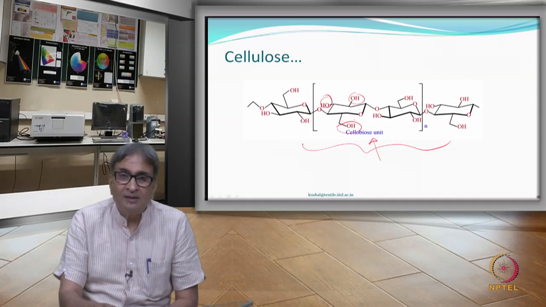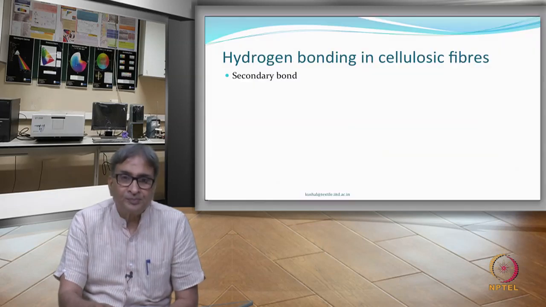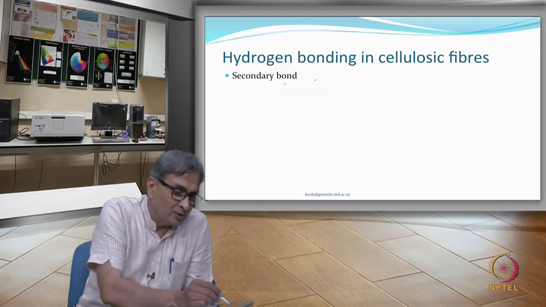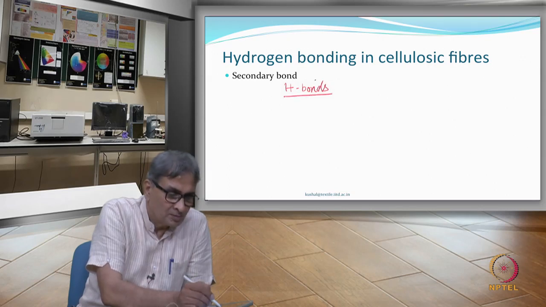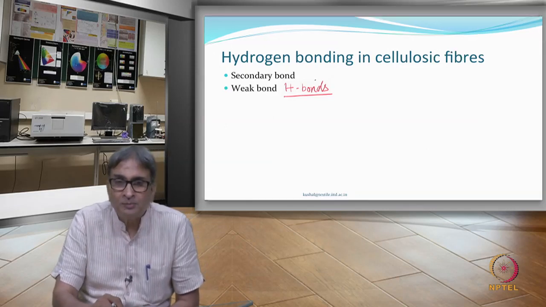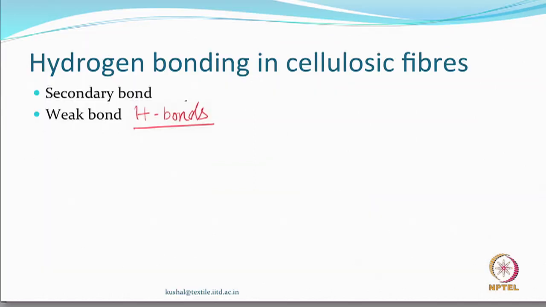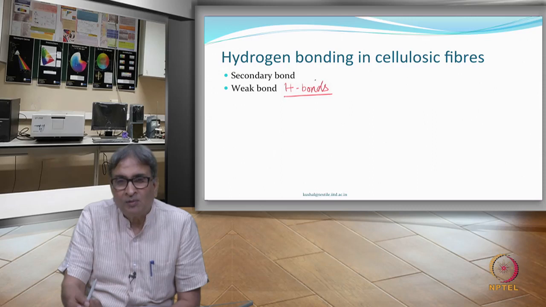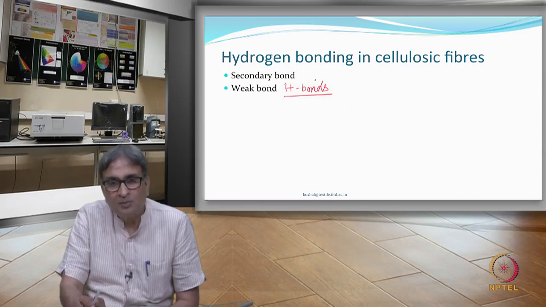That is one part. But then what else? What else is that the molecules in the cellulosic fibers, other than the structure that we have seen, also make secondary bonds. What are those secondary bonds? The secondary bonds are hydrogen bonds. A large number of hydrogen bonds can be formed, because you have so many hydroxyl groups, and these bonds are weak bonds. So, what happens when they are weak bonds? During this process of crease formation, these bonds may break also.